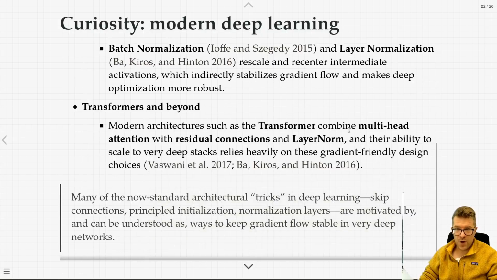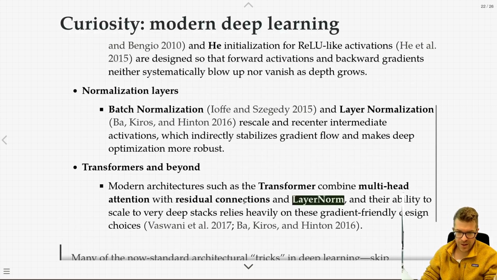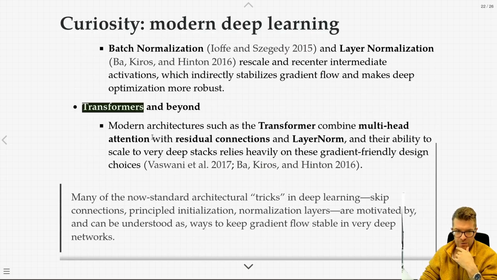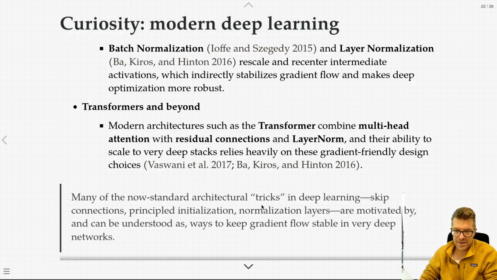And then certainly in transformers and beyond, there are all these attention mechanisms, which will also have very small numbers, which have to be multiplied together in ways that vastly diminish things. But there are ways to stack these gradient-friendly design choices, similar to the ones we've talked about, layer norms, residual connections, put everything together in one big batch so that you can train with these modern transformers, which we will see later in this course also. Most of the standard architectural tricks in deep learning, some of the things you end up learning how to do by hand or manually as part of your practice, skip connections, principled initialization, normalization, are motivated by the problems we've been talking about today.